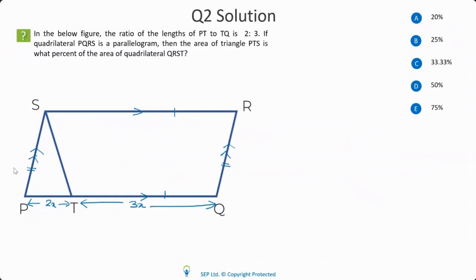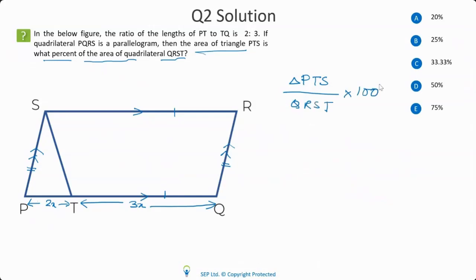Now, the question is asking us to find the area of triangle PTS. The area of triangle PTS is what percent of the area of quadrilateral QRST? So they're asking about a percent. I have to find PTS with respect to QRST times 100. So this is the percentage that I am looking for.